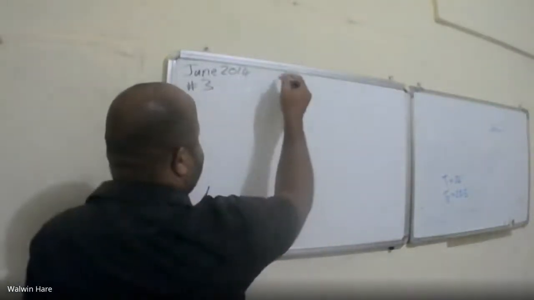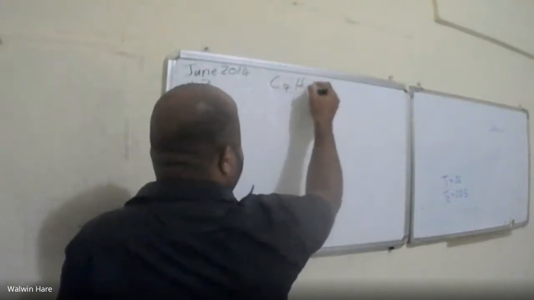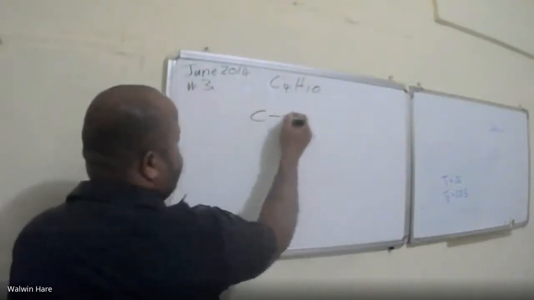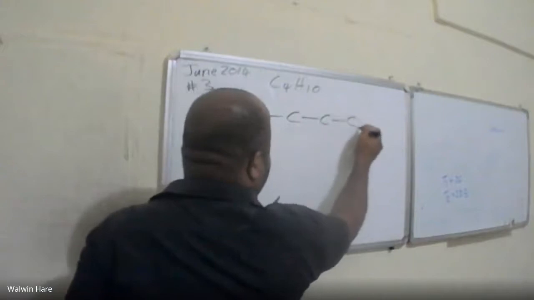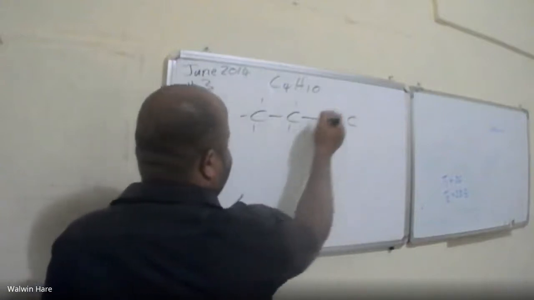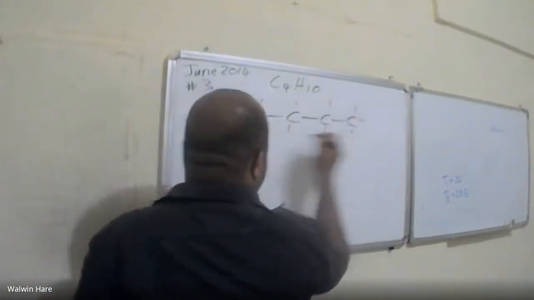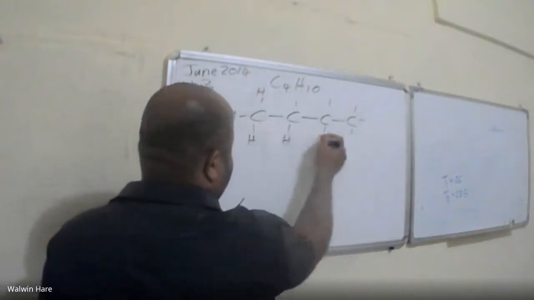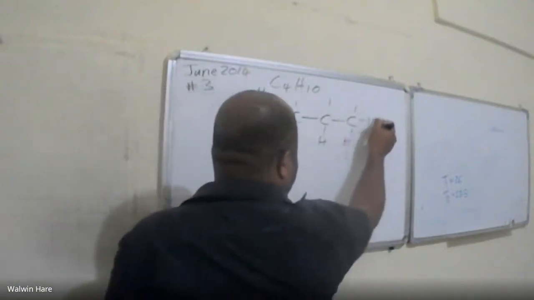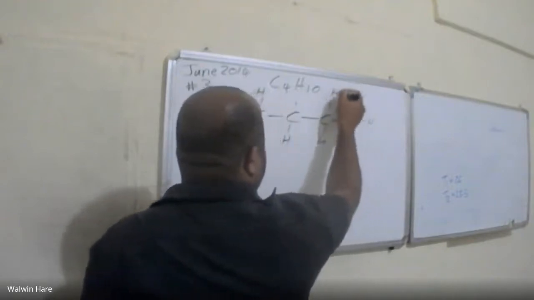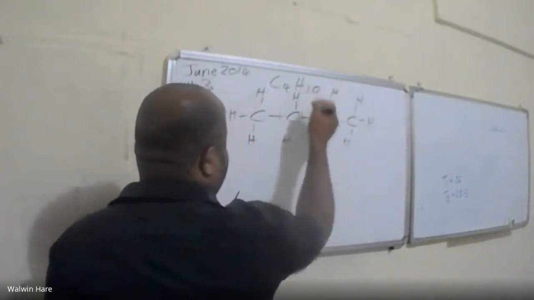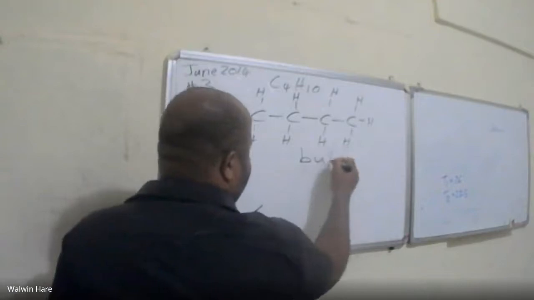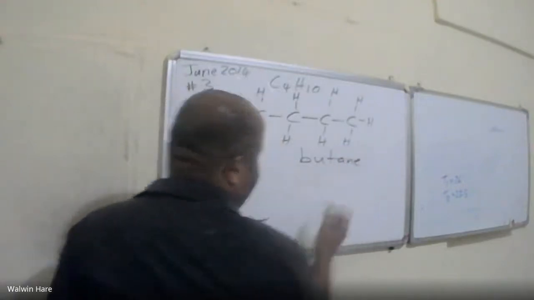So C4H10. Again, you just draw the 4 carbons in a straight line and put on your hydrogen. And that is 4 carbon, that is butane.